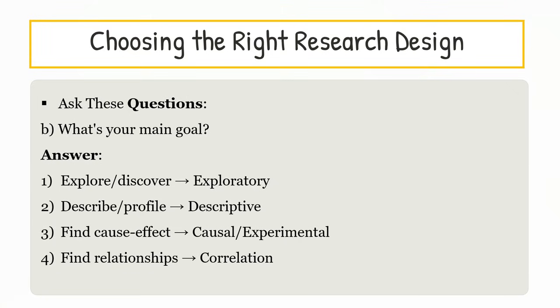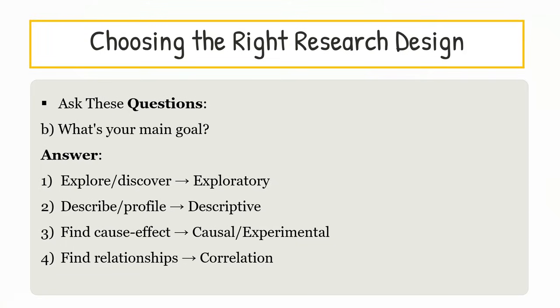If you want to explore or discover more knowledge, more information about the given situation, then you should select exploratory research design. If you want to describe the existing phenomena as it is, then you should select the descriptive type of research design. If you want to find out the cause and effect association between two variables, then you can select causal or experimental research design. And when you want to find out the relationship or association between two variables, then you should opt for correlation type of research design.